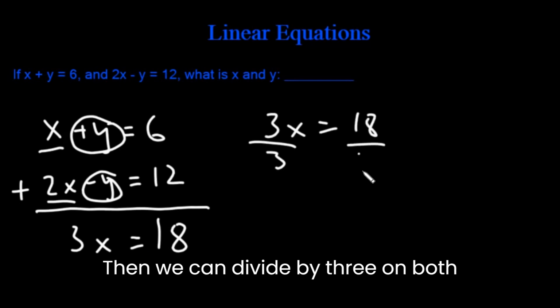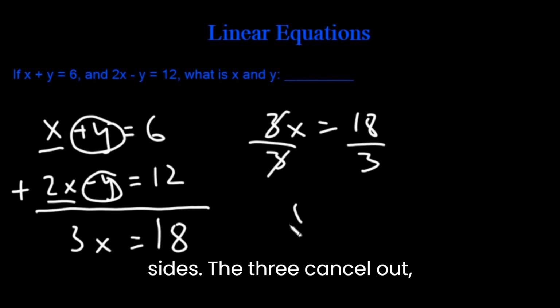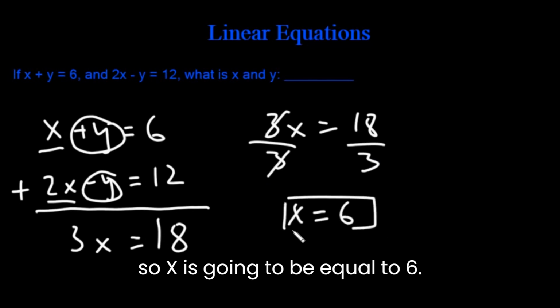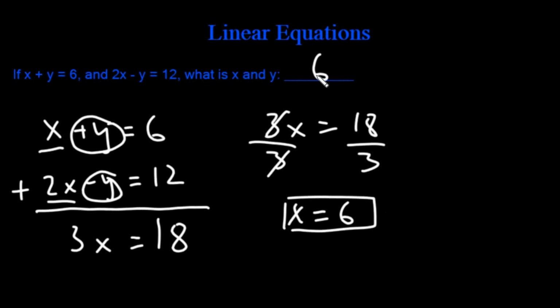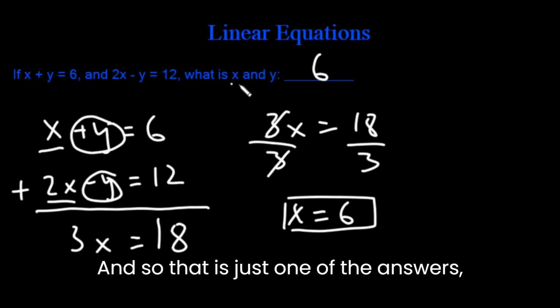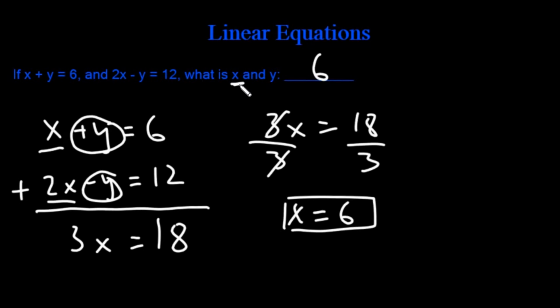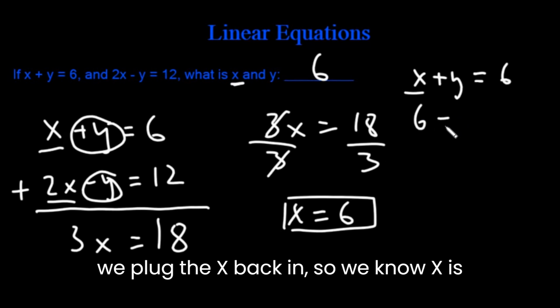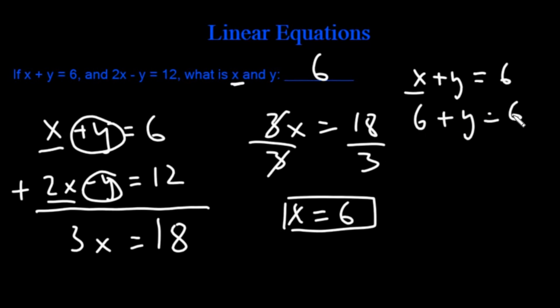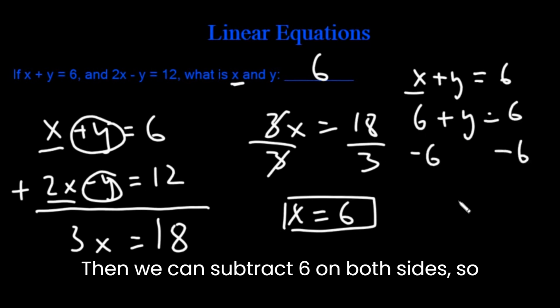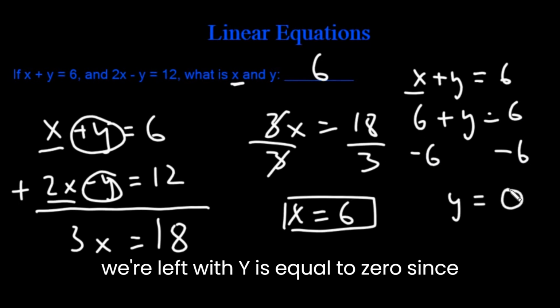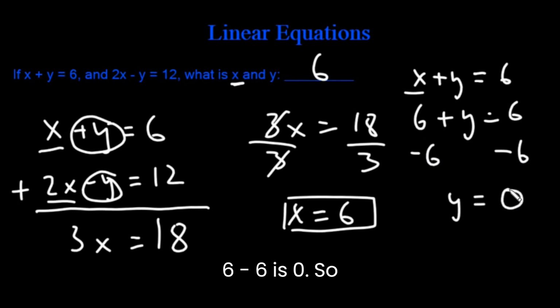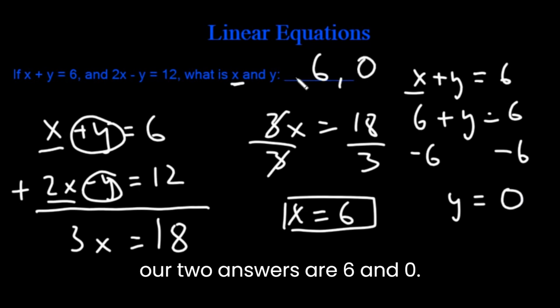Then we can divide by 3 on both sides. The 3's cancel out. So x is going to be equal to 6. And so that is just one of the answers, since we need to find y now. So if we do x plus y is equal to 6, and we plug the x back in, so we know x is 6 plus y is equal to 6. Then we can subtract 6 on both sides, so we're left with y is equal to 0, since 6 minus 6 is 0. So our two answers are 6 and 0.